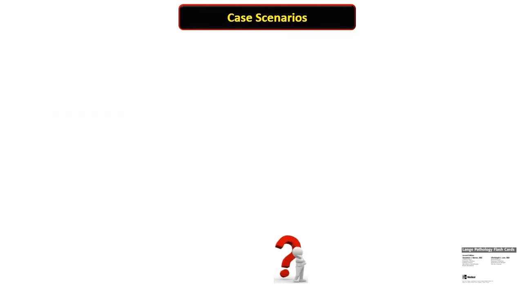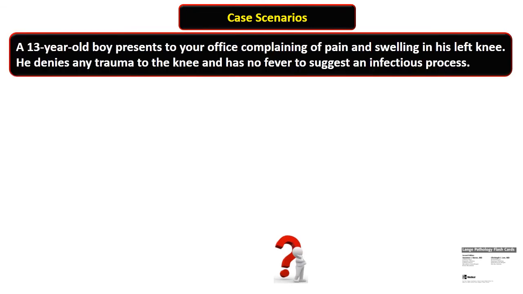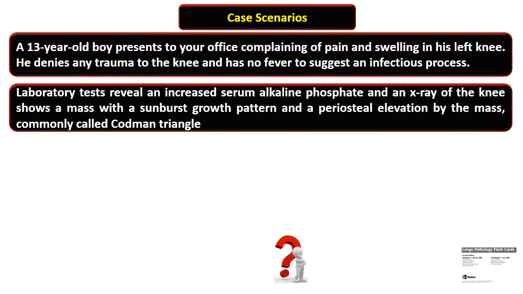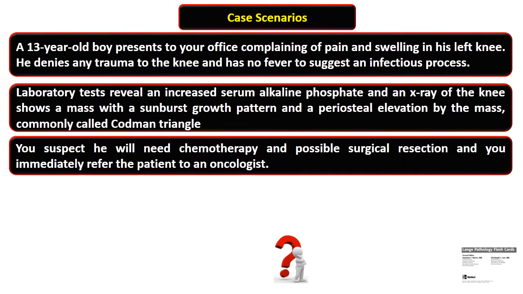So this scenario can be osteochondroma. The other problem we had: a 13-year-old boy presented to your office complaining of pain and swelling in his left knee. He denies any trauma and has no fever to suggest any infectious process. Laboratory tests reveal an increased serum alkaline phosphatase, and X-ray of the knee shows a mass with a sunburst growth pattern and periosteal elevation by the mass, commonly called Codman triangle. You suspect he will need chemotherapy and possible surgical resection, and you immediately refer this patient to an oncologist. This is the classical picture of osteosarcoma.